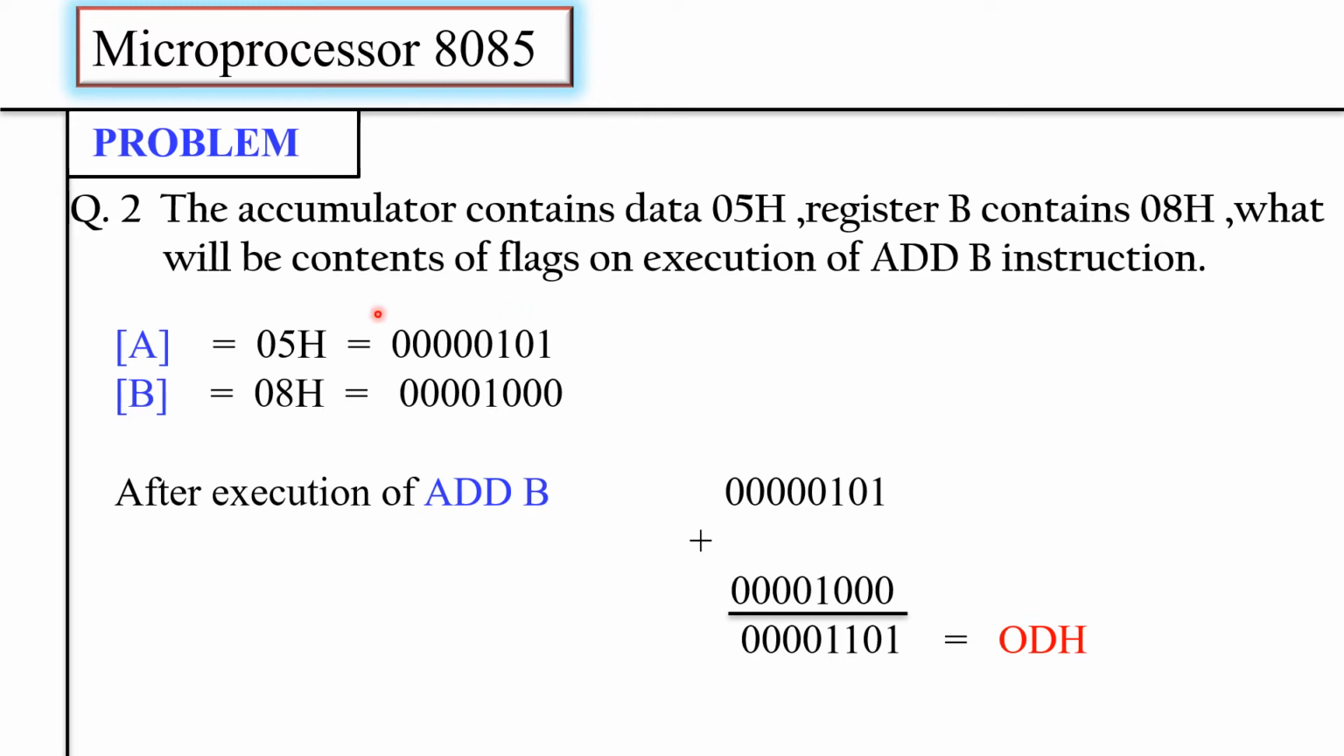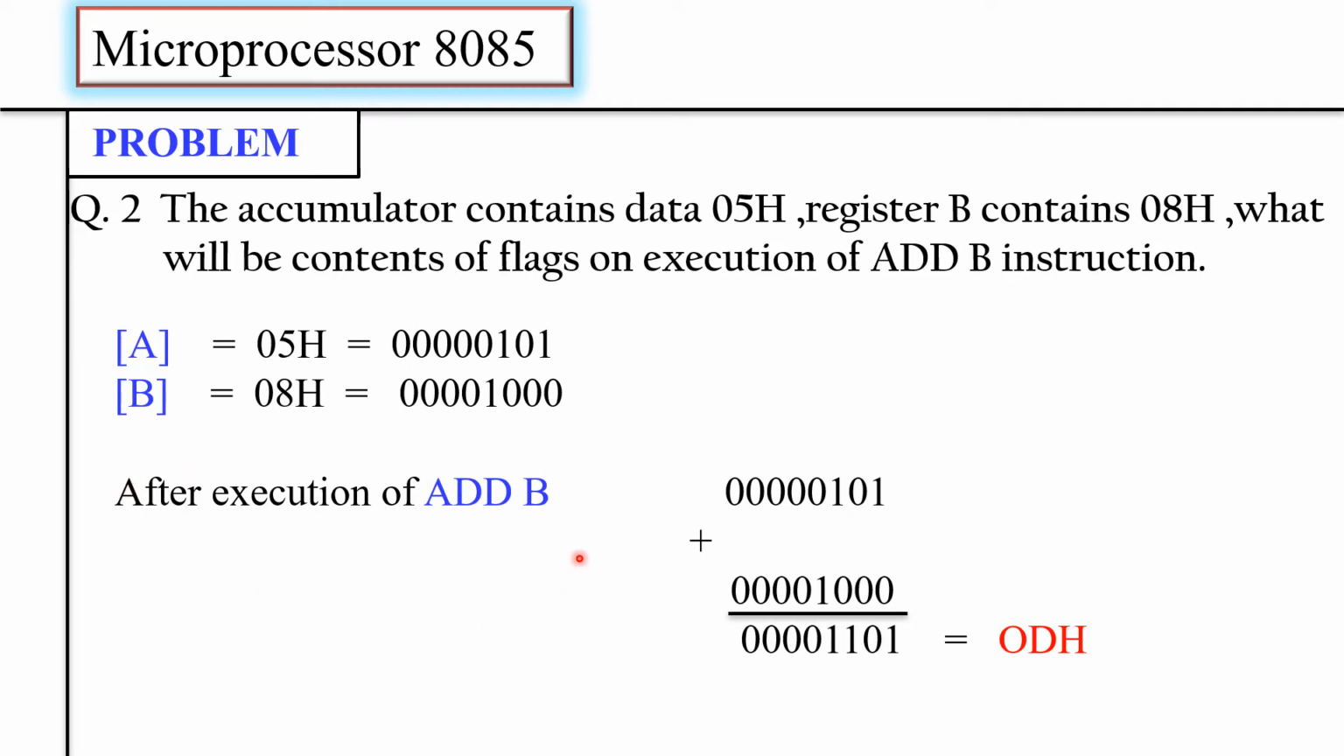05H converted into binary is 0000 0101. The content of register B is 08H, so that is nothing but 0000 1000.